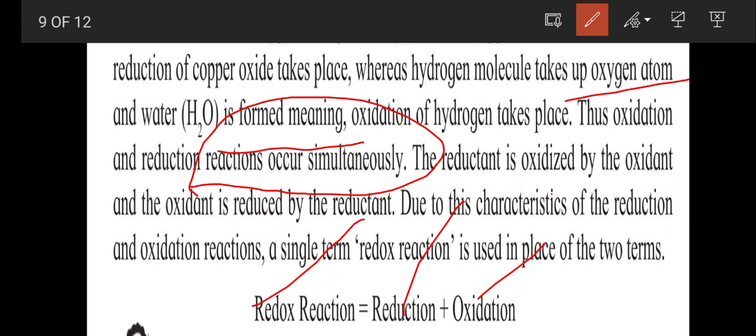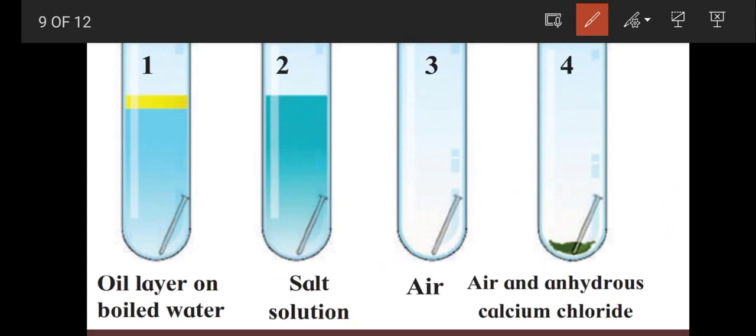Due to these characteristics of the reduction oxidation reaction, a single term, that is called the redox reaction, is used in place of the two terms. That means the reactions of reduction and oxidation take place simultaneously. That's why it is called the redox reaction.